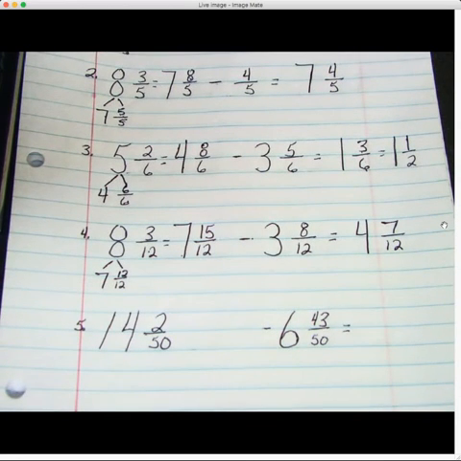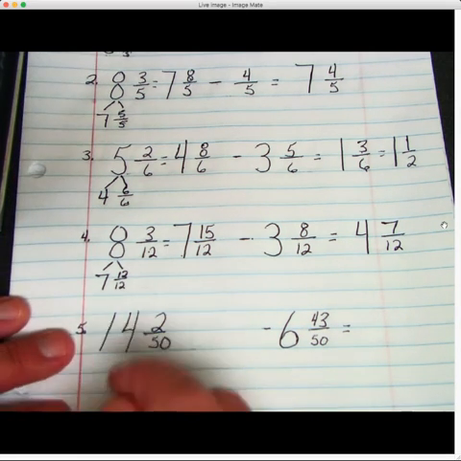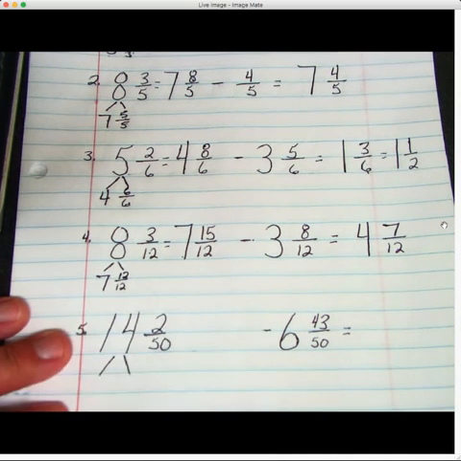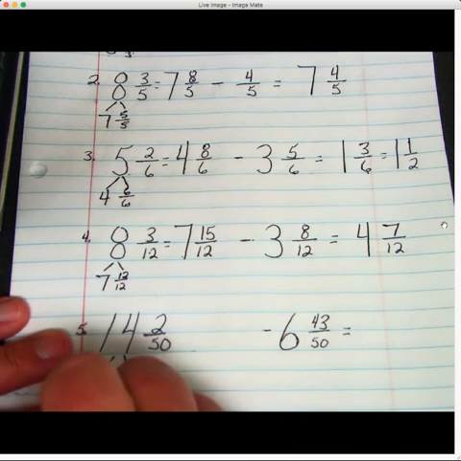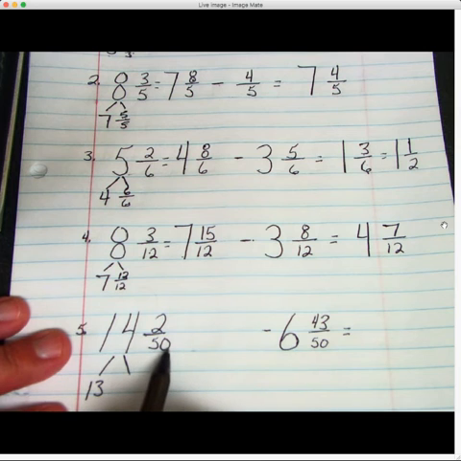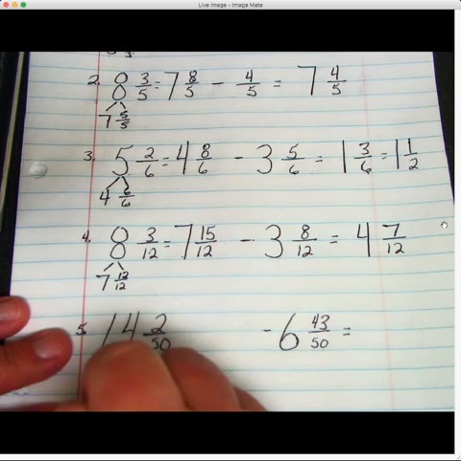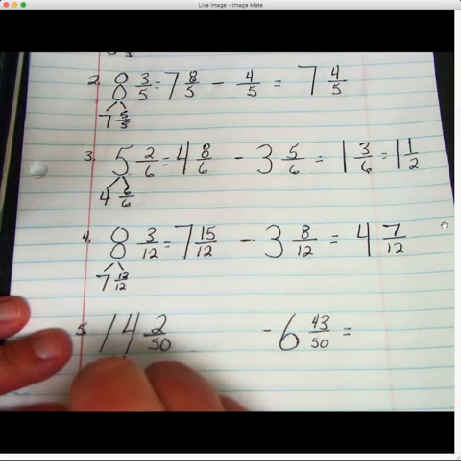All right, the next one, 14 2/50. We got a big number for the last one again. Mine is 6 43/50. I can't take 43 away from 2 for sure. So I'm going to have to do some work here. Let's change this 14, decompose it. We're going to change it into a 13. And this time our denominator is 50. So we're going to have to make it 13 50/50.